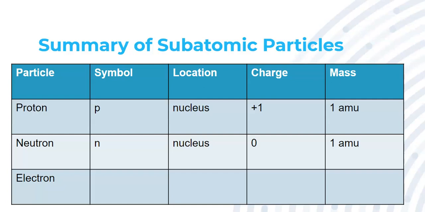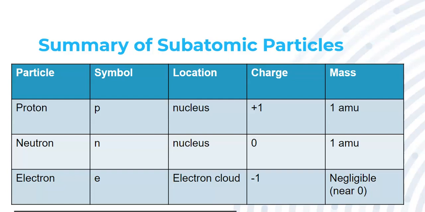Now, electrons have some differences. They're located in the electron cloud outside the nucleus, and they have a charge of -1. Electrons do have mass, but it's so small that we say it is negligible. This just means that it's near 0. I always tell people to imagine that you stepped on a scale and looked at your weight, and then you caught a fly. Would your weight change? No, because the fly's mass is negligible compared to yours. It has mass, it's just very small. So compared to the proton and the neutron, the mass of the electron really barely registers.